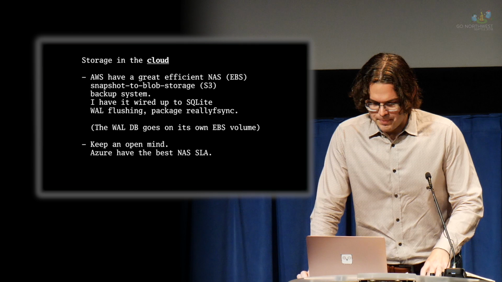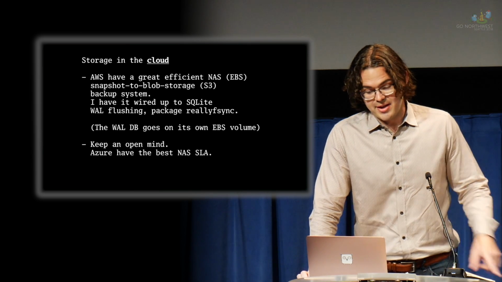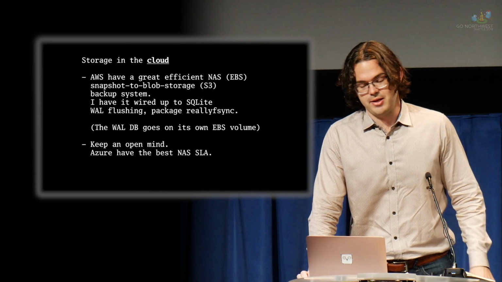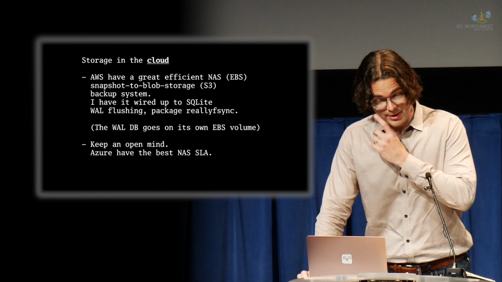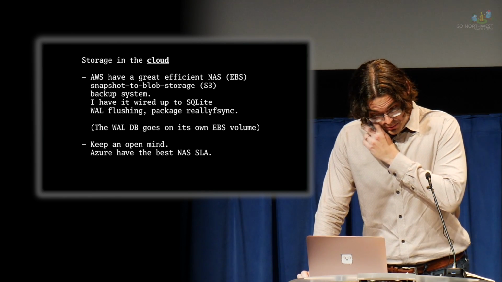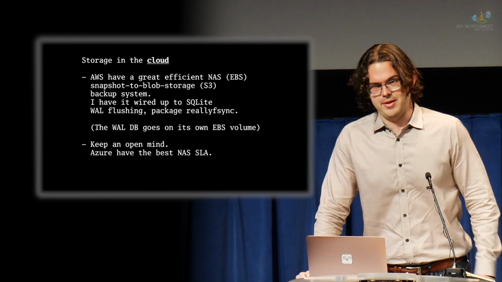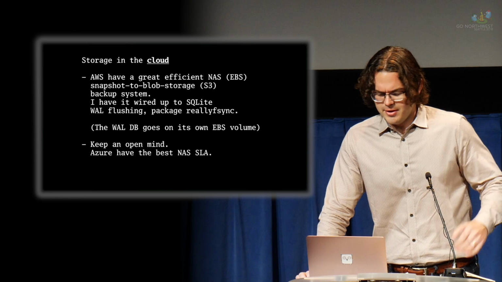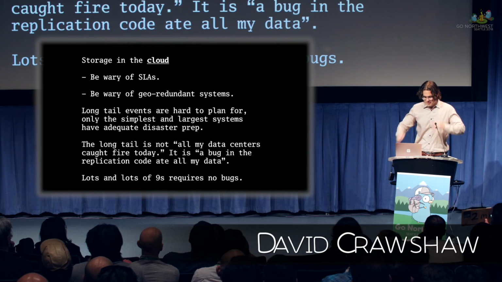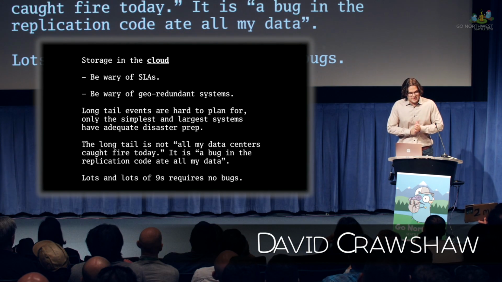S3. Keep an open mind, of course, about this stuff. As they have the best NAS SLA, their numbers for disks are way better than the EBS numbers from Amazon. Google don't even seem to be trying. I couldn't find any of their SLAs. That's fine. They don't believe in this. It's not their game. But let me say, be wary of SLAs.